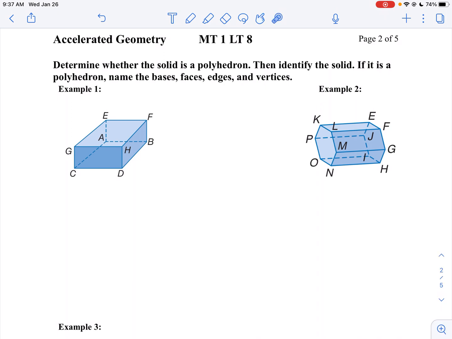Notice that one is indeed a polyhedron. It has all polygons for sides. We name it by its base, so its base is a rectangle. There's two of them, so we say that's a rectangular prism. Then I want to name the bases. Well, my bases would be my rectangles or my quadrilaterals. So A, B, D, C would be one base. E, F, H, G would be my other base.